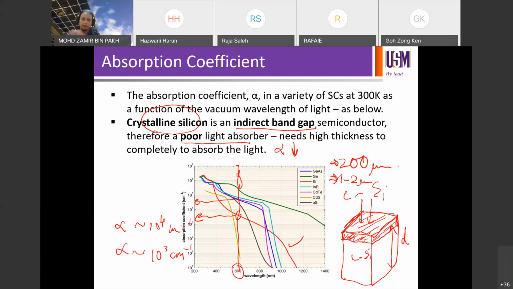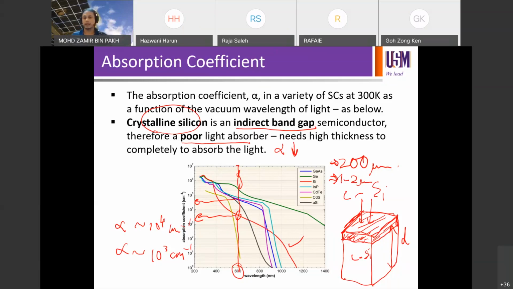Then later on, when we talk about devices, we're going to discuss, if gallium arsenide is so thin in order to absorb most of the light, and silicon has to be so thick, why does silicon dominate most of the PV market? Silicon dominates 90% of the photovoltaic market. Why not gallium arsenide? Why not some other direct bandgap materials? So that will be discussed when we talk about devices. Yeah, cost and many other things, volume, knowledge of microelectronics and so on, right?